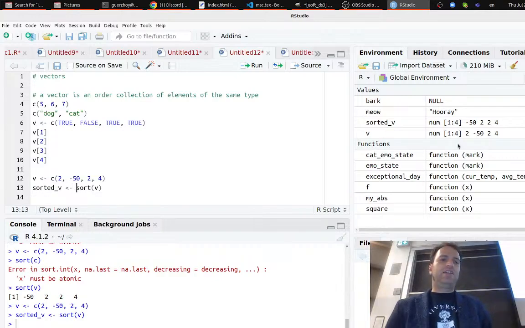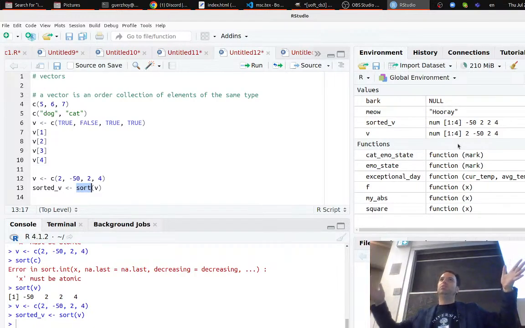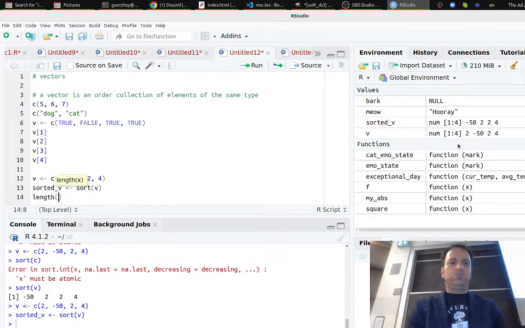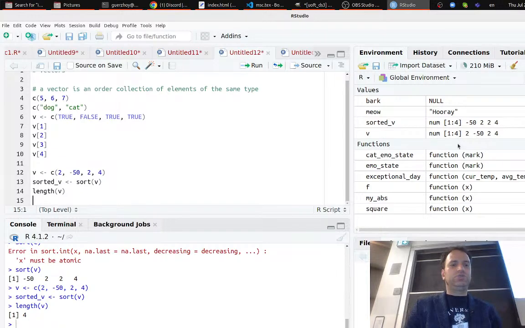So this is, again, a function. And again, you can think about it as just a mathematical function. You give it a bunch of numbers that are not sorted, and what it does is it gives you the sorted version of the vector. Okay. So you can compute the length of the vector. So the length of v in this case is 4. That means that it has 4 elements.